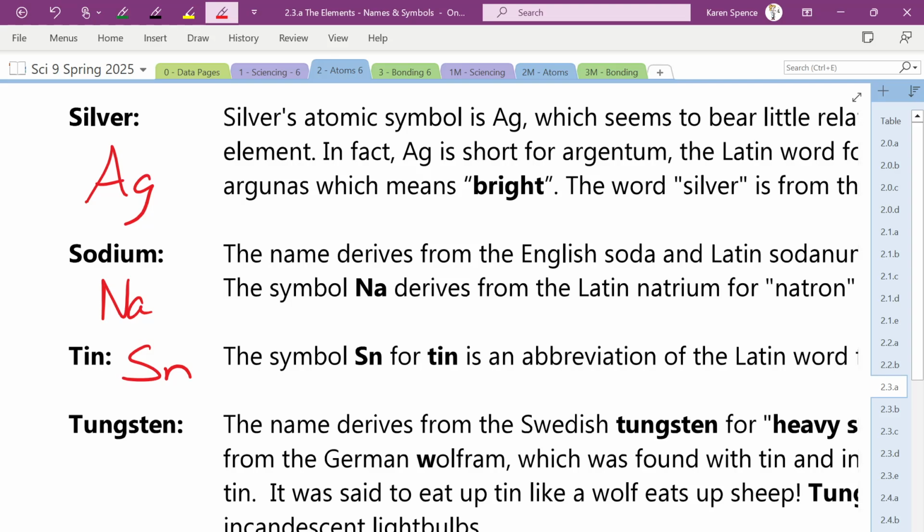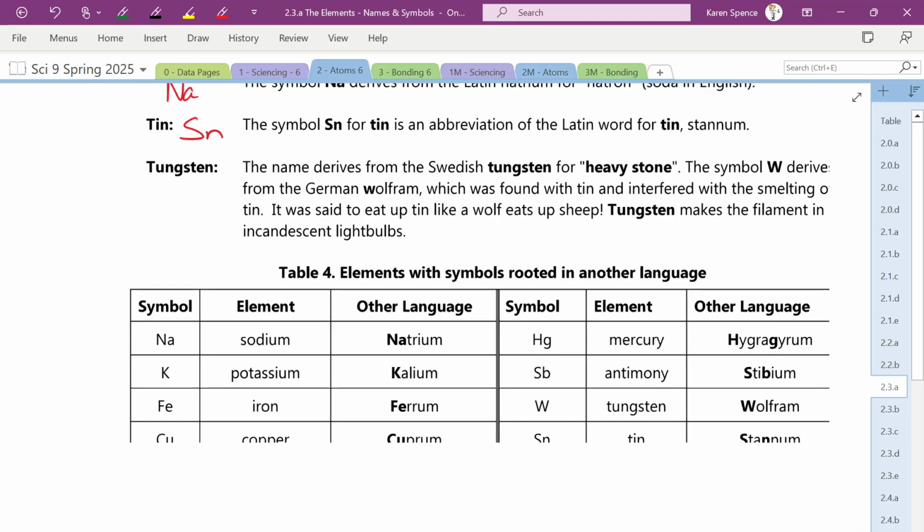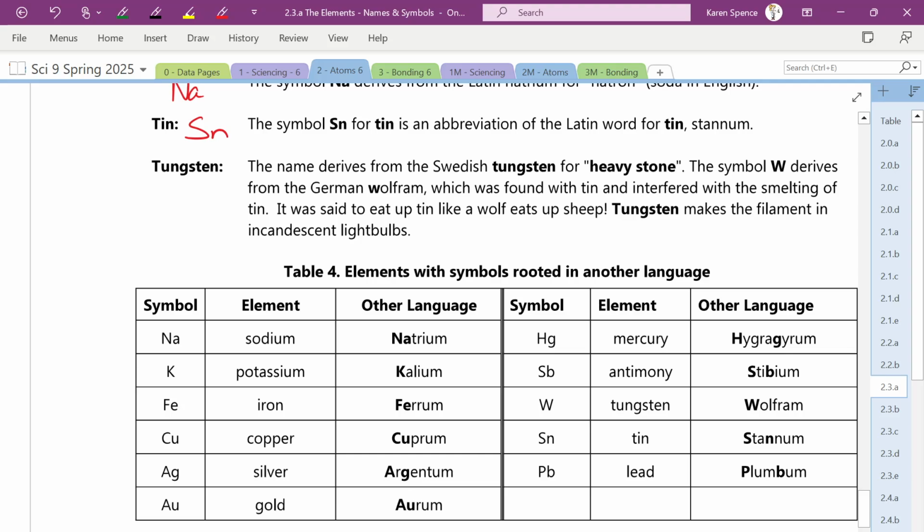Have you ever seen those things where you get like a can or a tin and you open it up and there's like a little snake spring thing that springs out? You ever seen those things? Tin, snake, Sn. Tin, snake, Sn. Sn stands for tin. You can think of things like that if you want to, or you can just look it up on the periodic table. All right, so here's a bunch of ones that are from other languages.